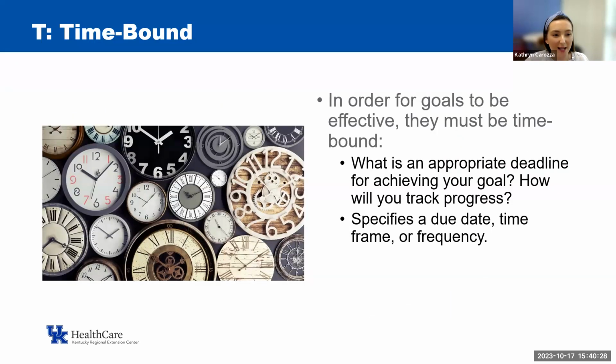T stands for time bound. So time bound goals have a clear time frame for completion. So what's an appropriate deadline for achieving your goal? How are we tracking our progress? We want to specify a due date, a time, or a frequency.